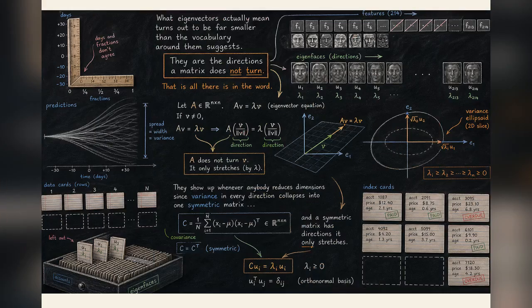What eigenvectors actually mean turns out to be far smaller than the vocabulary around them suggests. They are the directions a matrix does not turn. That is all there is in the word. They show up whenever anybody reduces dimensions, since variance in every direction collapses into one symmetric matrix, and a symmetric matrix has directions it only stretches. I still think that is the most satisfying trait in applied linear algebra.